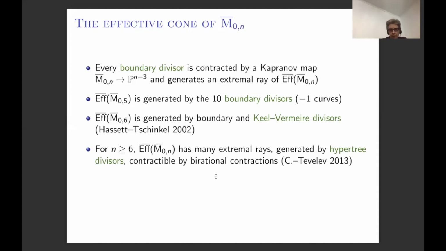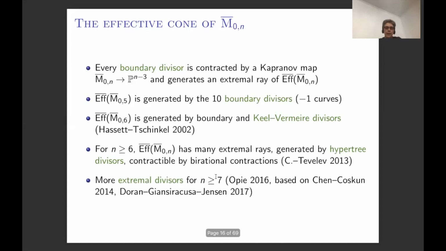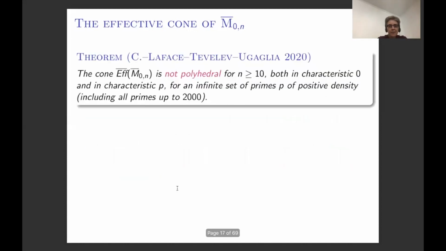And in fact, this is not everything. So for n starting with 7, there are other constructions of extremal divisors, due to Opie and Doran, Giansiracusa, Jensen, which construct other extremal divisors which are not of hypertree type. So this complexity is now explained by our theorem.